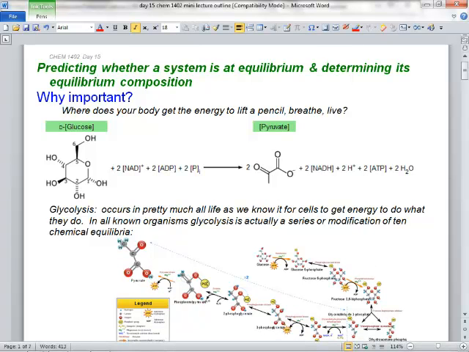Today's topic is predicting whether a system's at equilibrium and determining equilibrium composition. I've changed a few things, but if you made hard copies of the outline, you're fine. I didn't change that much. So what's the big deal?